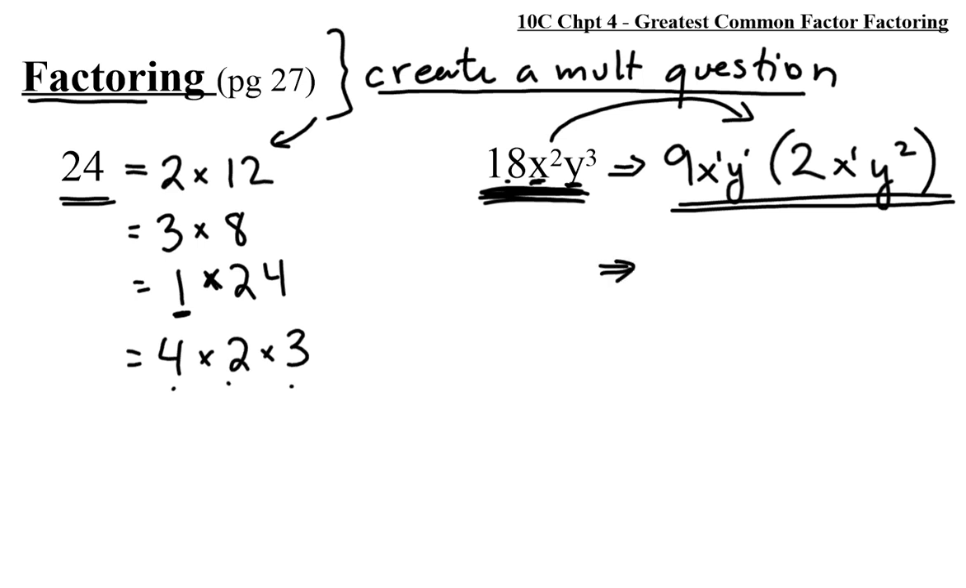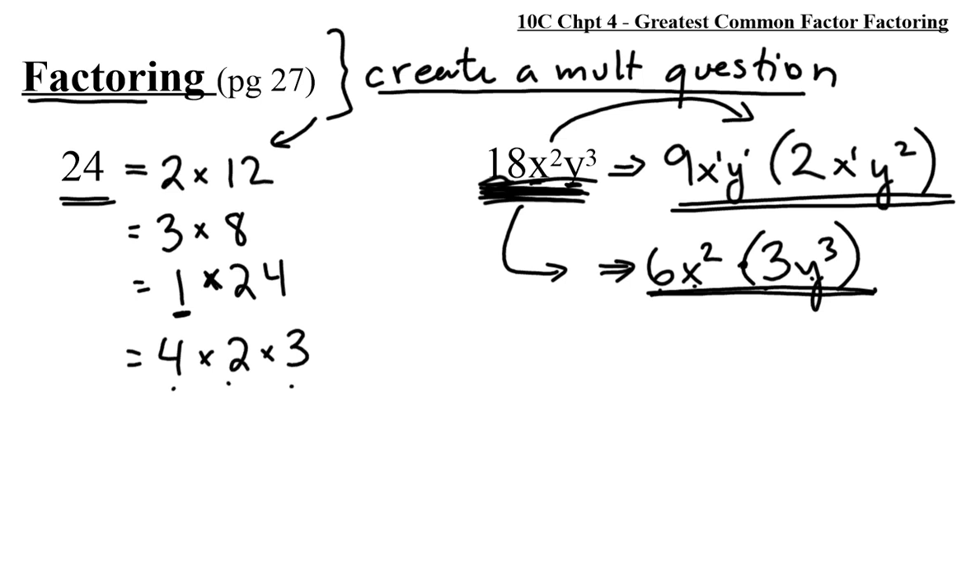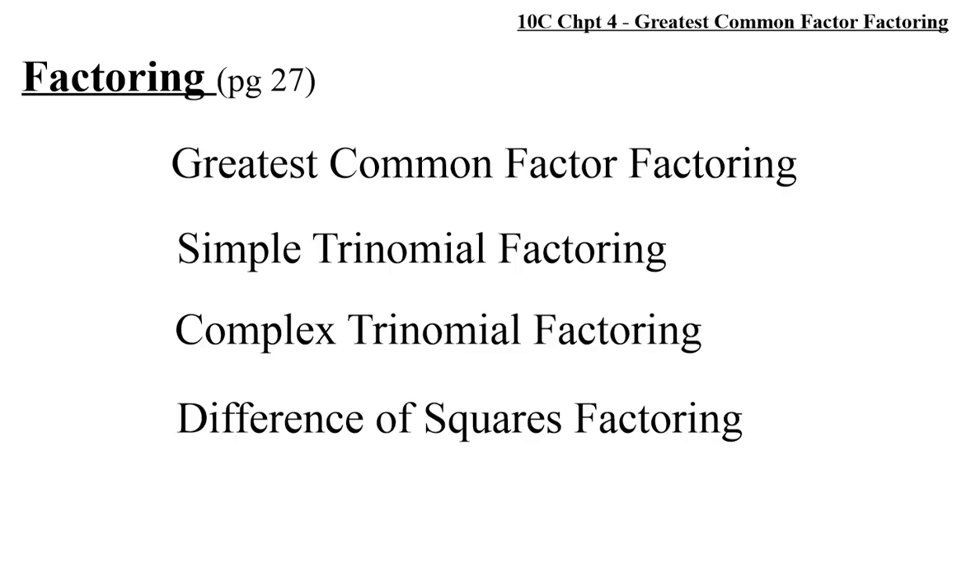Another possibility, there's all kinds of them. 6 times x squared times 3y cubed. There's a multiplication question. 6 times 3 is the 18. X squared times nothing, y cubed times nothing gives us our x squared y cubed. There's another multiplication question that could come from 18x squared y cubed. Factoring, that's what we've just done, is we have created a multiplication question.